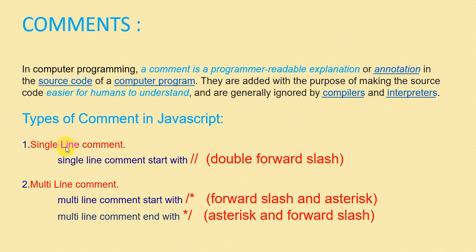So we have seen two types. One is a single line comment, where we just put a double forward slash. In a multi-line comment, at the start we use a forward slash and asterisk, and at the end of the lines we write asterisk and forward slash.